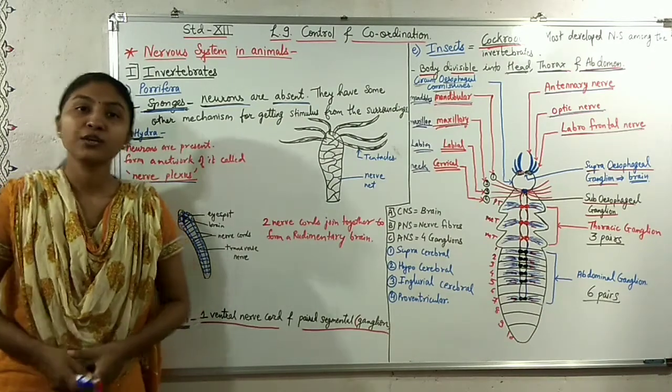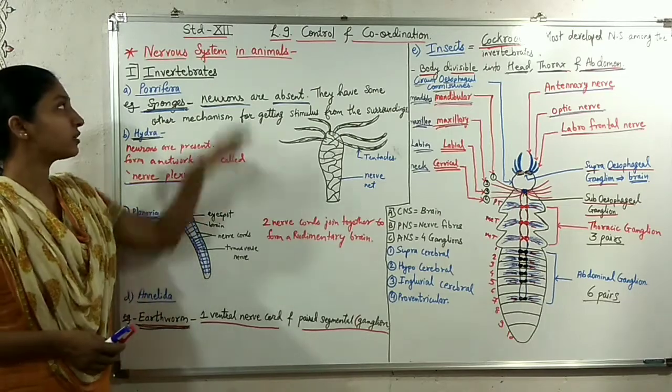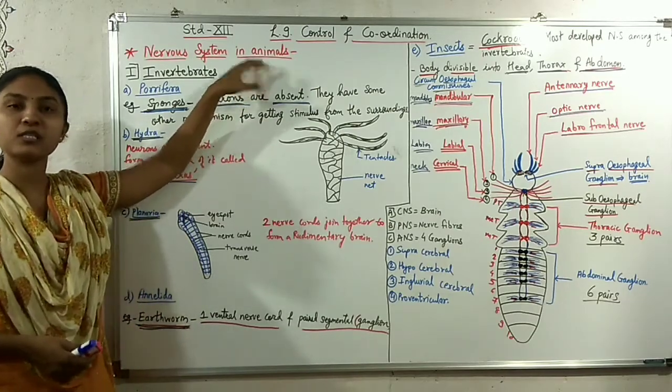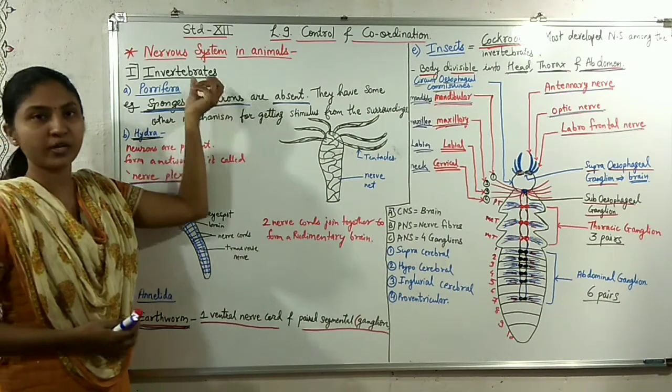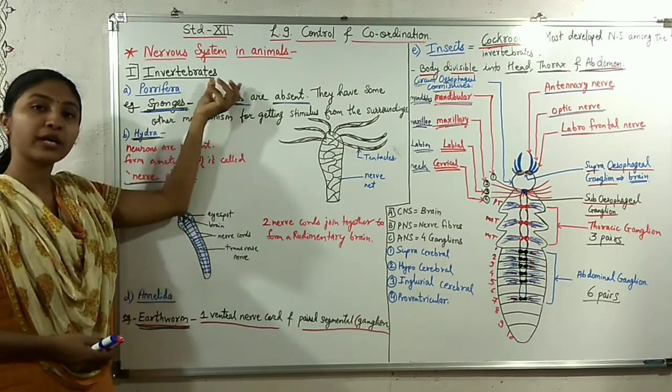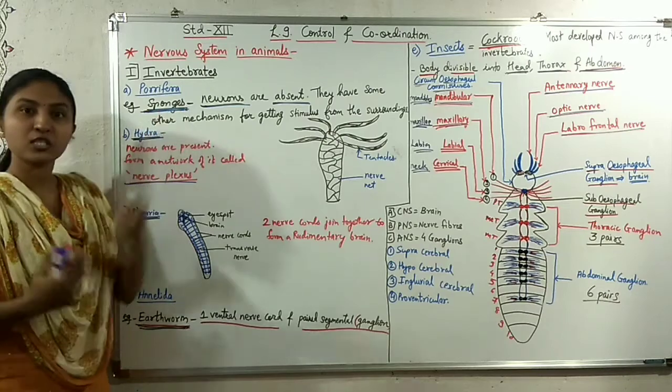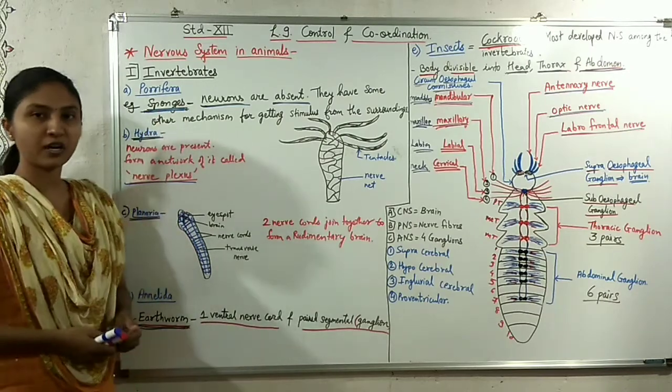Hello students, today we are going to understand the nervous system in animals. Let us take up first the nervous system of invertebrates. Now in invertebrates, for example sponges. Sponges, they belong to the Porifera phylum.